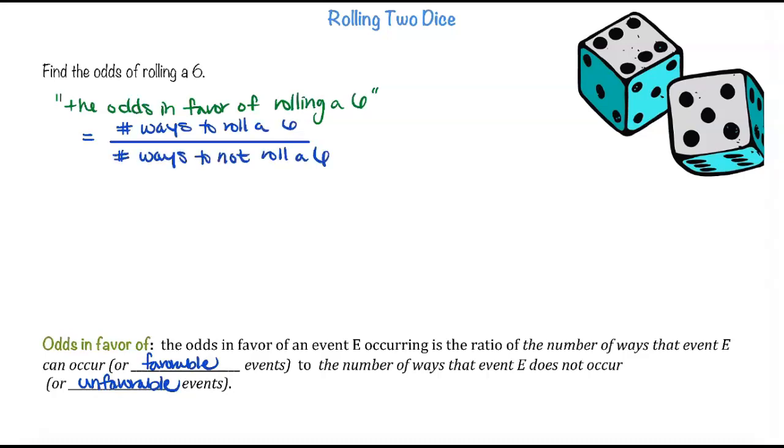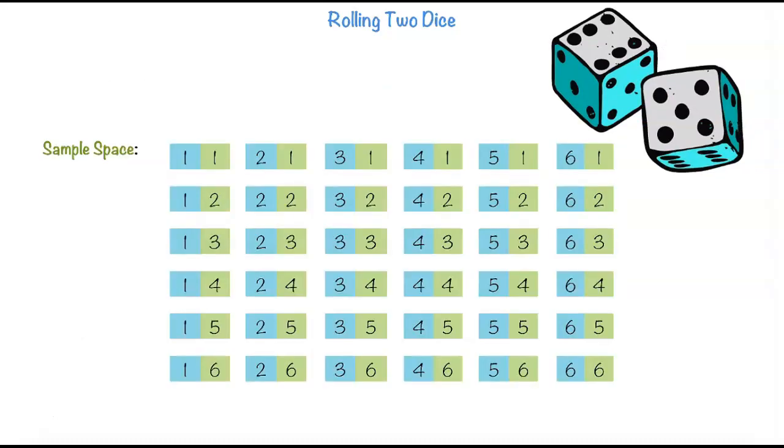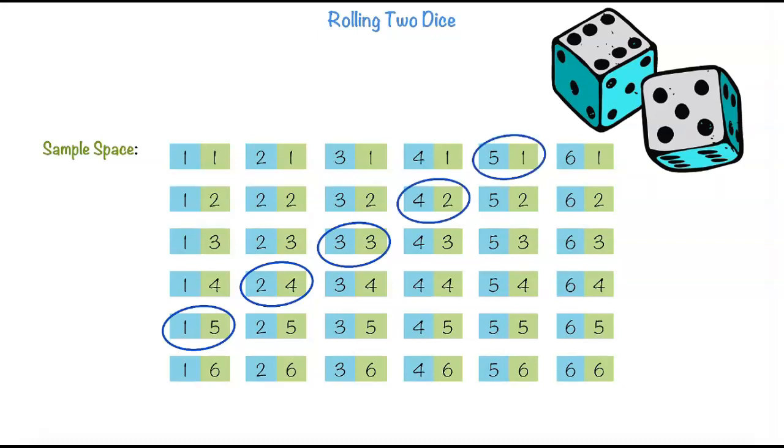Let's take a look at the sample space for rolling two dice. Here are all of the options for rolling two dice. Rolling a 6 means that we want the dots on the two dice to add up to a 6. The options are to have the first die be a 1 and the second a 5, have the first be a 2 and the second a 4, have both dice land on a 3, have the first be a 4 and the second a 2, or have the first be a 5 and the second a 1. So we see that there's 5 different ways to roll a 6 out of 36 total options.